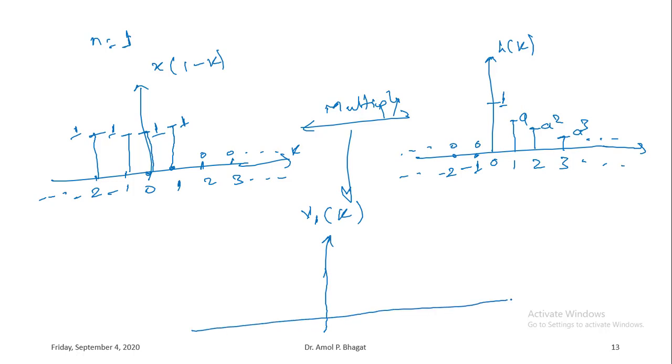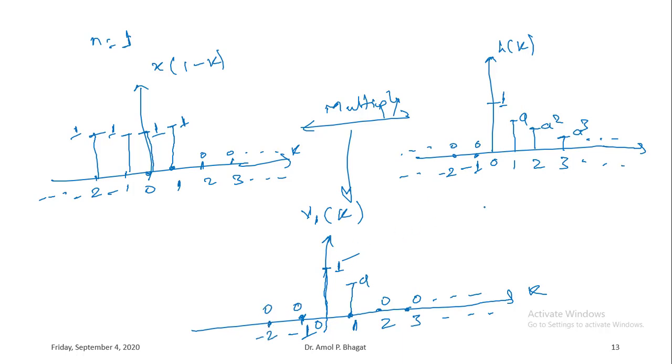v1 of k will be obtained, right? So again at origin 1 is there, at origin 1 is there, so the multiplication will be 1. At 1 it is 1, at 1 it is a, so the multiplication will be a. At 2 it is a square, and here at 2 it is 0, so it will be 0. And from 3 onwards, 0 1 2 3 and so on, it is 0. On -1, here you can find 0, at -1 it is 1, multiplication will be 0. So again at -2 it will be 0.